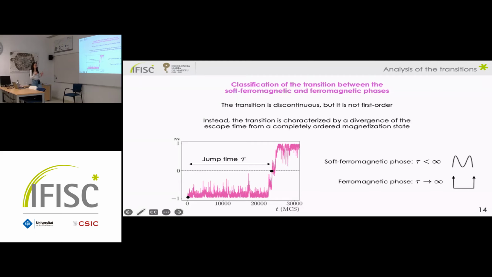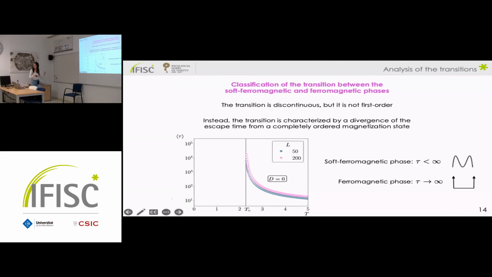So, in the soft ferromagnetic phase, the system can jump between ordered states of the magnetization and the jump time is finite. But in the ferromagnetic phase, once the system enters into an ordered state, it cannot escape. So the jump time tends to infinity. So in this way, the transition between these two phases is characterized by a divergence of the jump time.